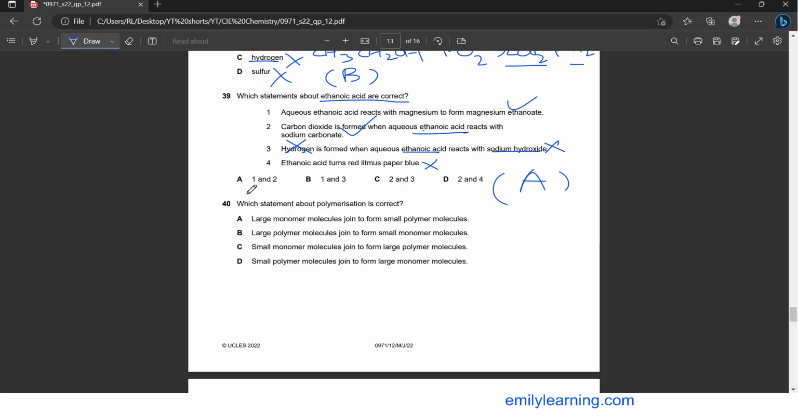Alright, let's move on to the last question. Which statement about polymerization is correct? In polymerization, the small molecules, called monomers, join together to form larger molecules. So small monomer molecules join to form large polymer molecules. So the correct answer is C.